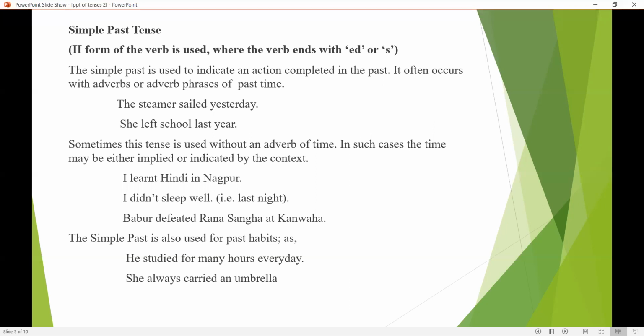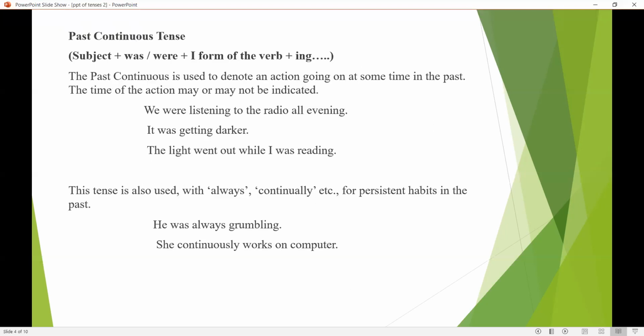The simple past is also used for past habits. Example, he studied for many hours every day. She always carried an umbrella. Let's move on to the next one.